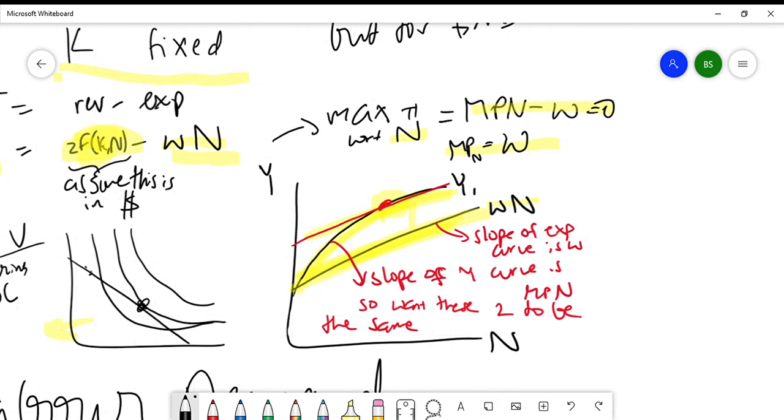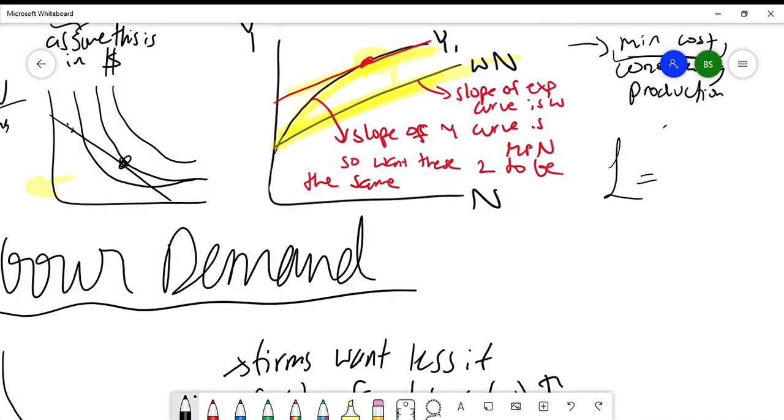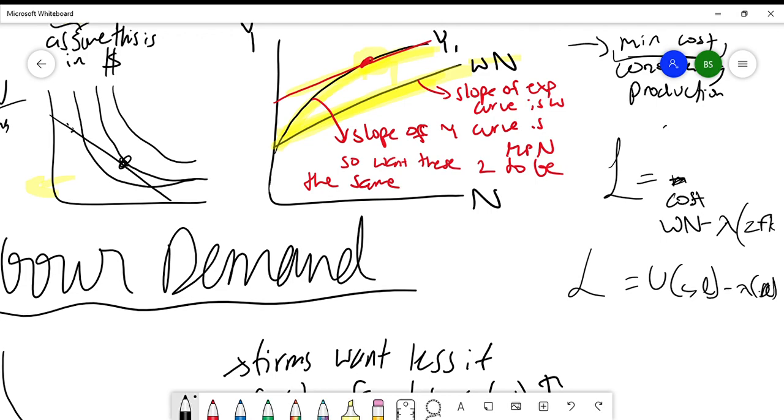With the firm, the way to think about it is that we're trying to minimize cost considering the production. So production is fixed, and we're trying to figure out how to minimize the cost. And that's how we do that. So there's a thing with the Lagrangian. Over here, it would actually be the cost function: wN minus lambda times the production function. Whereas remember with the consumers, it was utility minus lambda times the budget constraint. It's just a different way of thinking about it.